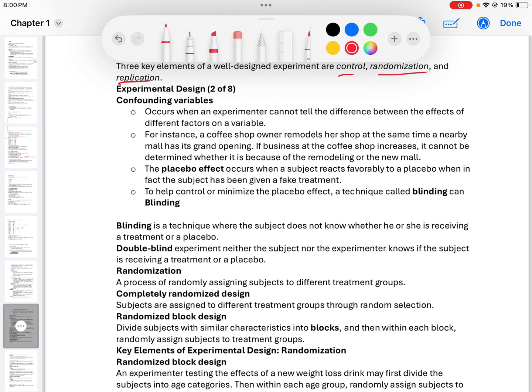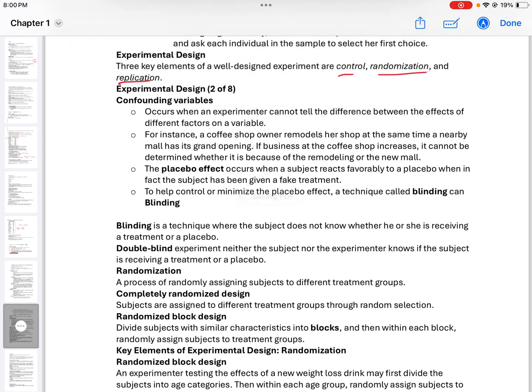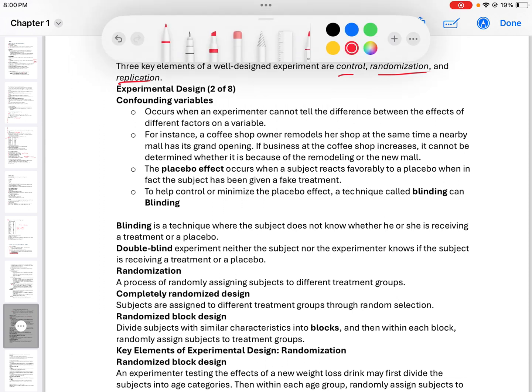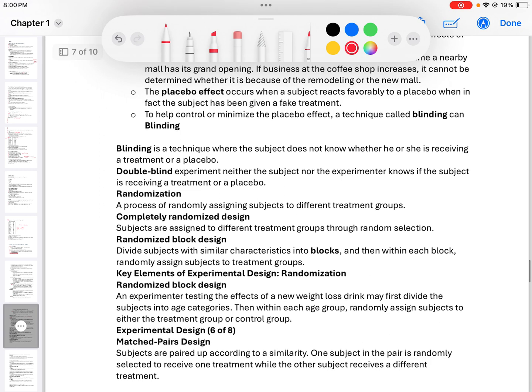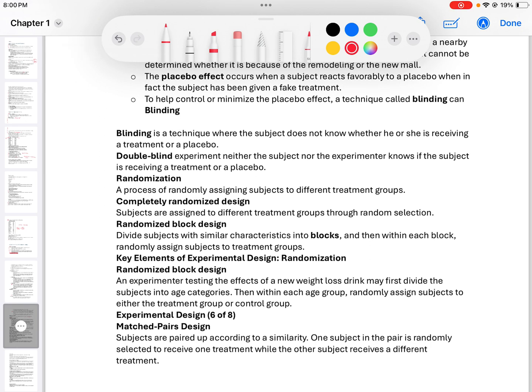new mall. The placebo effect occurs when a subject reacts favorably to a placebo when in fact the subject has been given a fake treatment. To help control and minimize the placebo effect, a technique called blinding can be used. And there are different types of blinding. Blinding is a technique where the subject does not know whether he or she is receiving the treatment or the placebo. In a double-blind experiment, neither the subject nor the experimenter knows if the subject is receiving a treatment or a placebo.